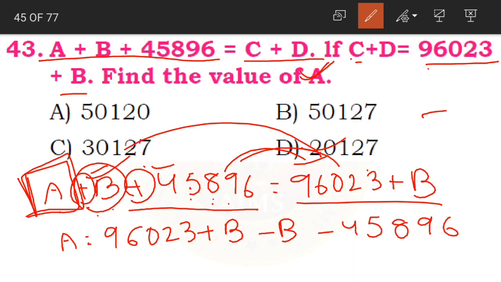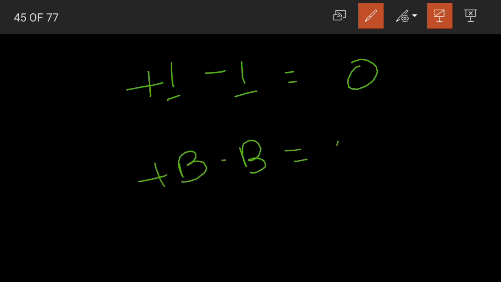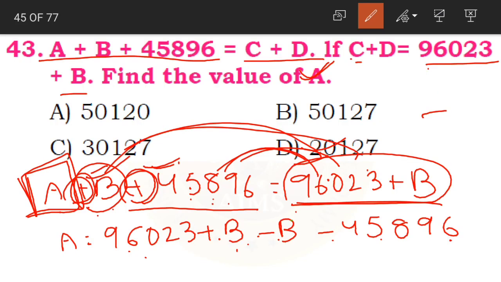Yes, these two are extras here, so we are sending them to that side. Here we are already having two members, right? So we will keep them as they are. And here as they are in addition, the opposite becomes subtraction. Plus B minus B. See, if suppose it was plus 1 minus 1, what will be our answer children? 1 minus 1 is equal to 0. Yes, in the same way, B minus B is also equal to 0.